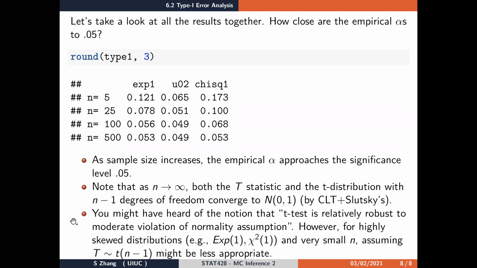Another thing to note is that you might have heard the notion when you first learn about the t-test that the t-test is relatively robust to moderate violation of the normality assumption. However, as you can see from the simulation results here, for highly skewed distributions, so especially for exponential 1 and chi-square 1 over here, which are both very skewed distributions, and very small sample sizes, so for example, n equals 5, you can see that assuming the test statistic follows the t distribution with n-1 degrees of freedom might not be very appropriate. For the symmetric uniform distribution, we can see that it's a little bit better.